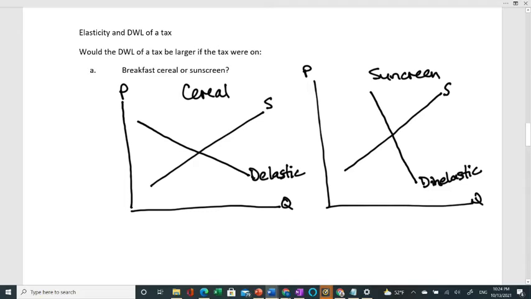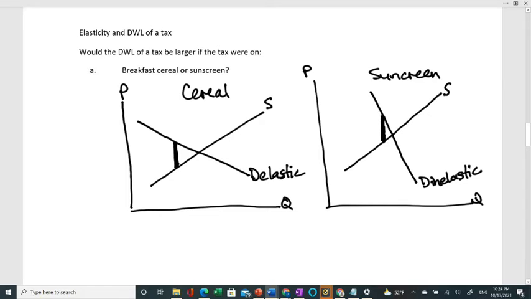Now let's apply a dollar tax in both markets. In the cereal market, let's draw this tax, the distance between supply and demand. Let's say it's $1. So in the sunscreen market, I will draw the same distance between supply and demand. So let's make it this distance. They look about the same. It looks like the same tax.